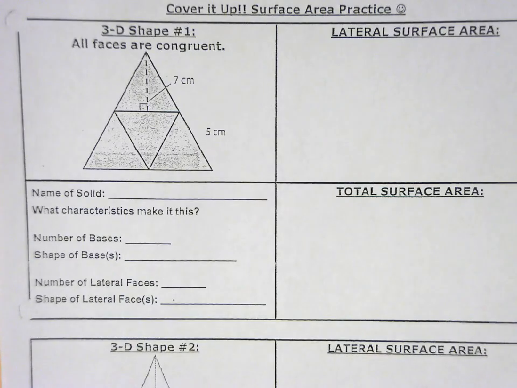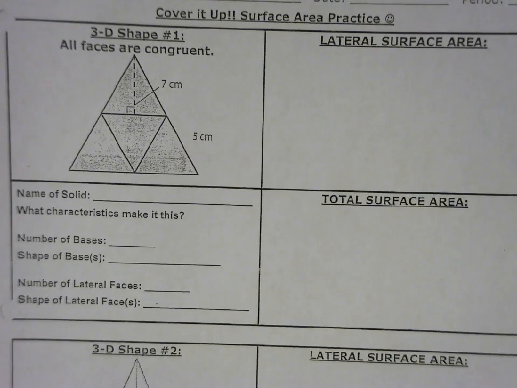Okay, so today we're going to look at lateral and total surface area of triangular prisms. I'm sorry, triangular pyramids. So lateral and total surface area of triangular pyramids. So triangular and rectangular pyramids. The first one is asking us the lateral surface area and then the total surface area. So the first thing we're going to do is write the name of the solid.